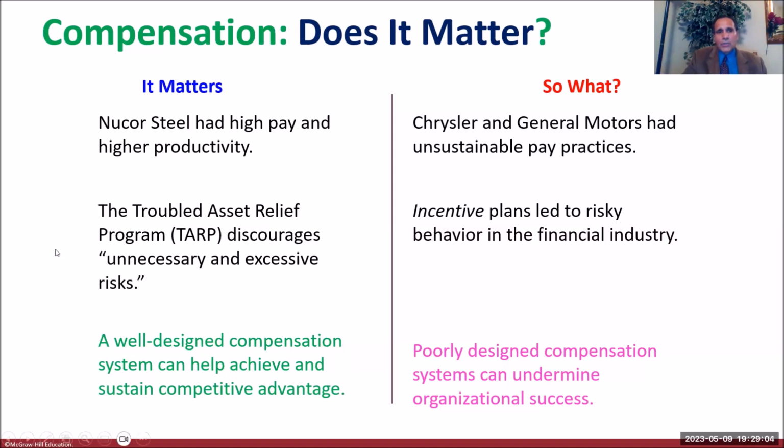On the other hand, we also see that a well-designed compensation system can actually help the company achieve and sustain a competitive advantage in the market, whether that is locally, nationally, or internationally. Good compensation strategies and programs do make a difference.